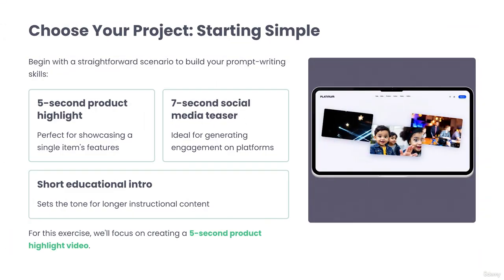Step 1. Choose your project. Pick a simple scenario to practice. Some ideas: a 5-second product highlight, a 7-second social media teaser, a short intro for an educational clip. For this exercise, let's create a 5-second product highlight.